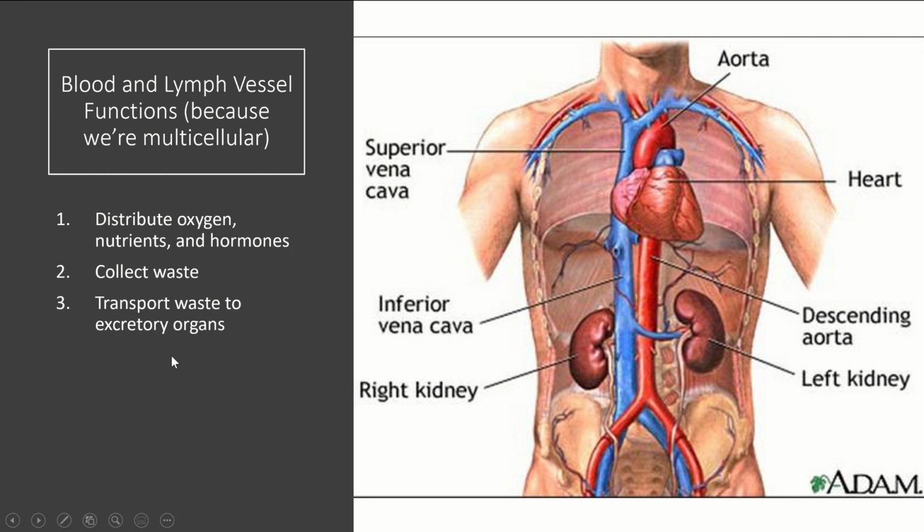Okay, so now we're going to talk about vessels. I'll try to make this kind of quick because it is kind of straightforward. So blood and lymph vessels, their functions are pretty straightforward. Because we are multicellular, I have to deliver nutrients all the way from your stomach to your brain, vice versa, everything like that. So there's a lot going on. That's why we need vessels, to transport all that blood from one place to another. They help to distribute oxygen, nutrients, and hormones, as well as collect waste and transport that waste to your organs like your kidneys, where those organs can eliminate that waste.